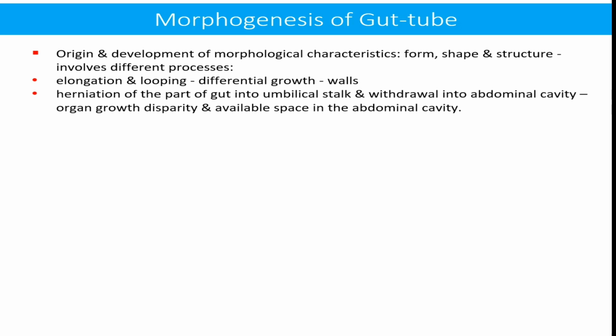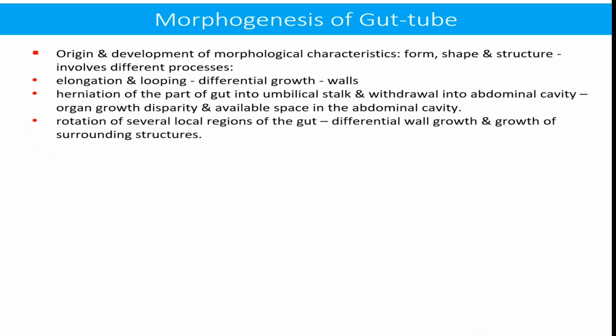Number two, herniation of parts of the gut into the umbilical stalk and withdrawal into the abdominal cavity because of organ growth disparity and available space in the abdominal cavity. Number three, rotation of several local regions of the gut because of differential growth of the walls and growth of surrounding structures. Number four and final, histogenesis and functional maturation. The process of morphogenesis is regulated by the genetic control of the body.